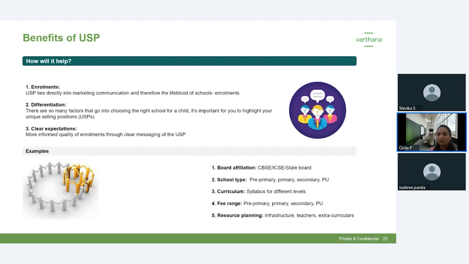Here are a few examples which you can use for your unique selling point. You can highlight your board affiliation, whether it is CBSE, State Board, or ISC. Then you can highlight the school type. Then the curriculum: you have syllabus for different levels, different learning pedagogies. Then you can highlight the fee range, which can be different for different grades, and you have discounts and other things. And you can highlight your resources, infrastructure, teachers, and extracurricular activities.